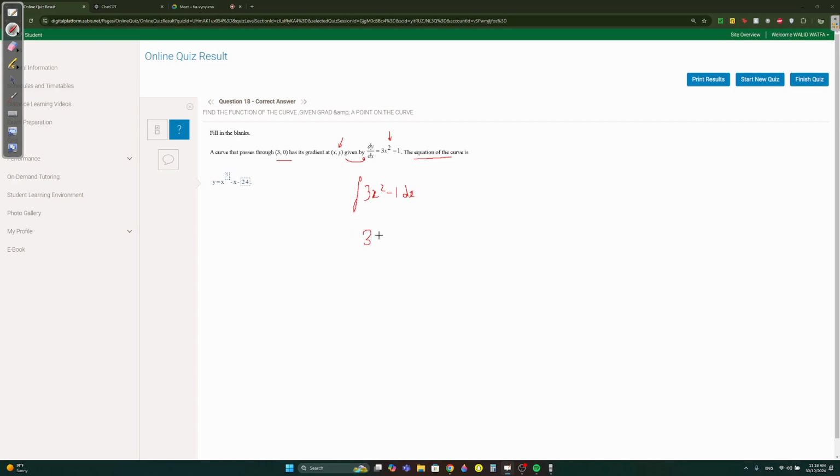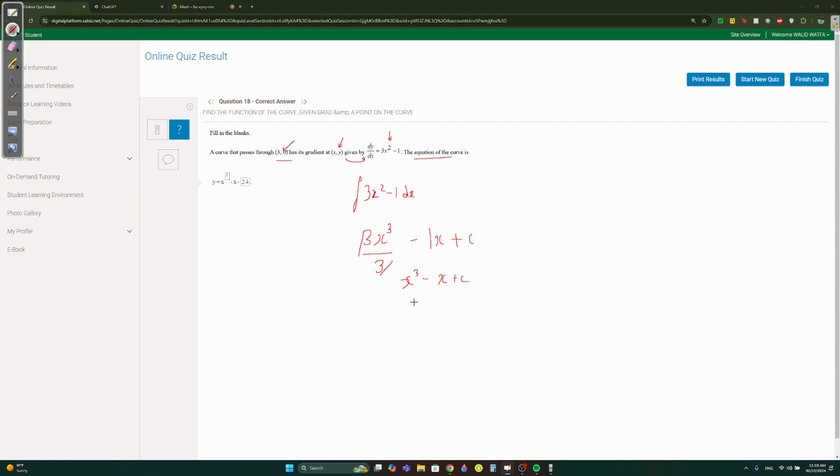What do you get? 3, take it down. X, add the power, cubed. Divided by your new power, divide by 3. Minus 1, since it's a constant number, you just add x. Always plus c. 3 with 3, you get x cubed minus x plus c. Can I find c? Of course I can. It's 3, 0, right? Okay.